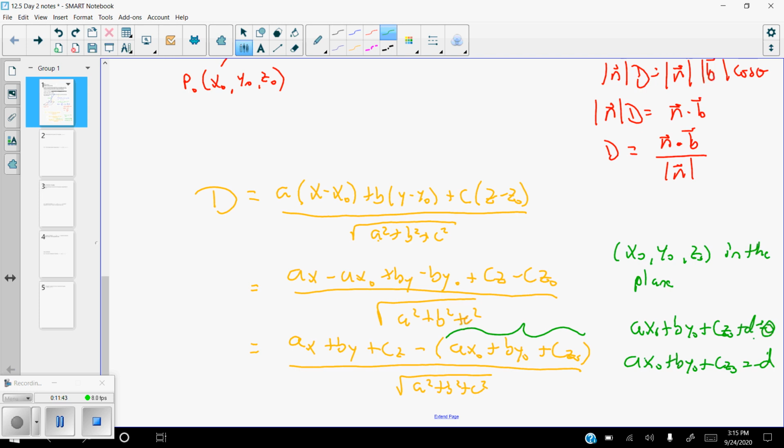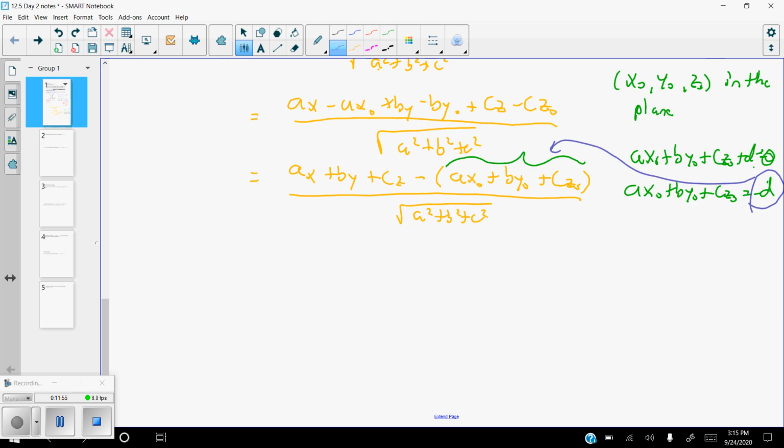Well, that gives me something now. I can replace that whole thing right there with negative d. So my final equation is that d, or the distance, is ax plus by plus cz plus d, over the square root of a squared plus b squared plus c squared. Now, how do I get that plus d? Remember, I was subtracting a minus d. That's how we got that.